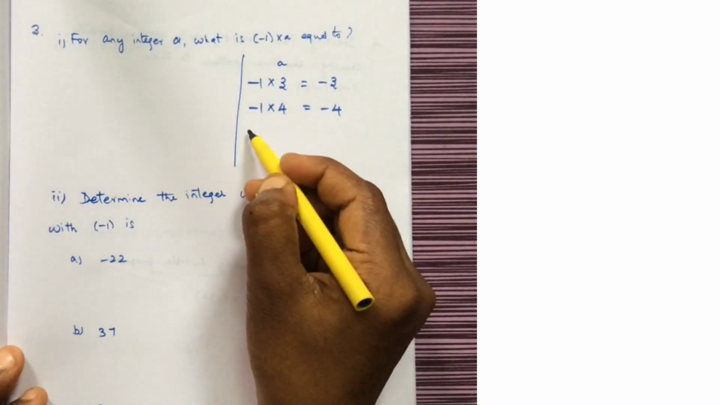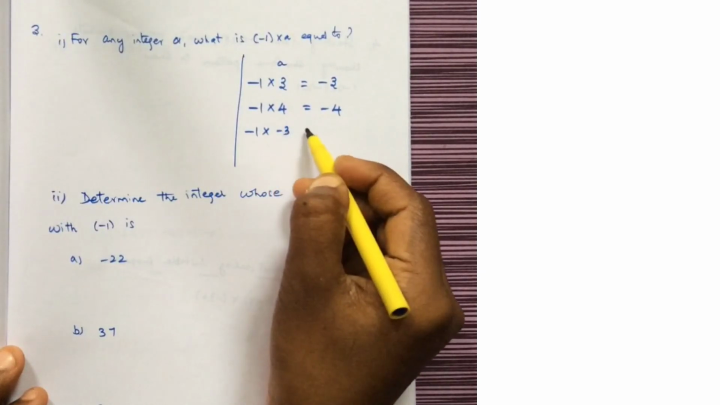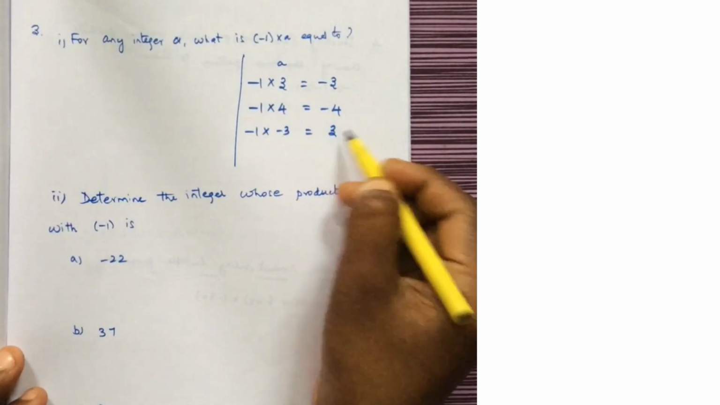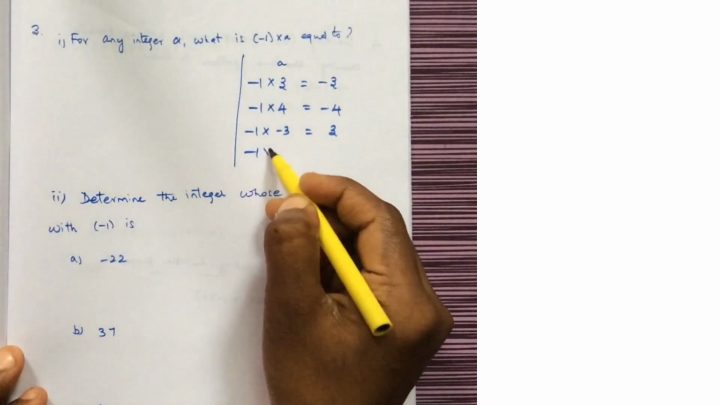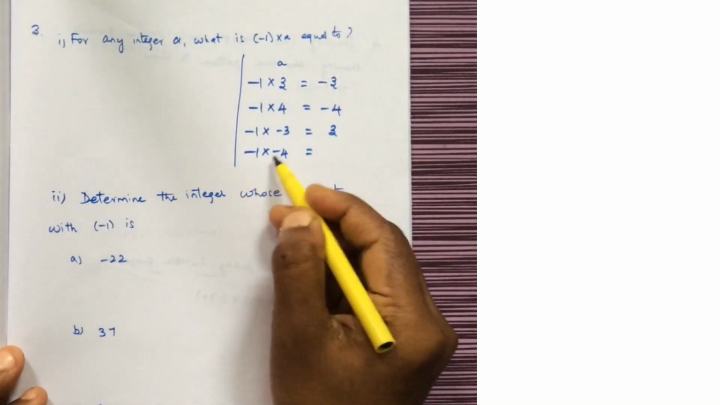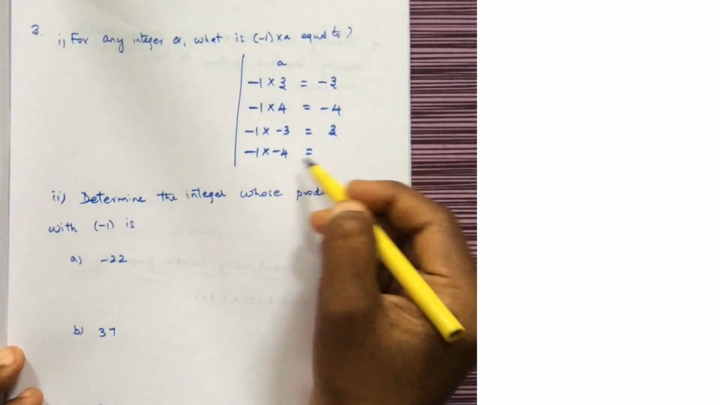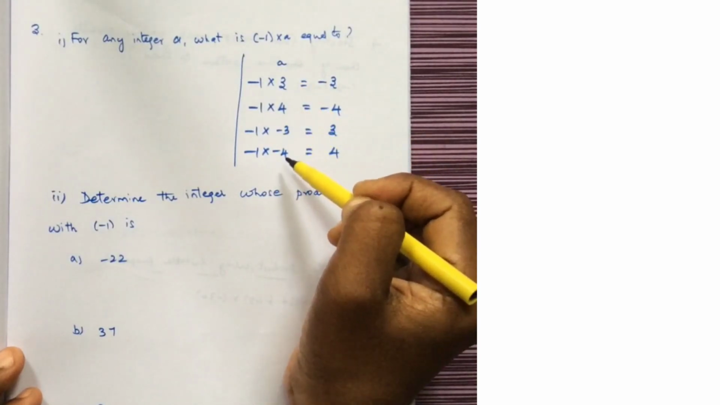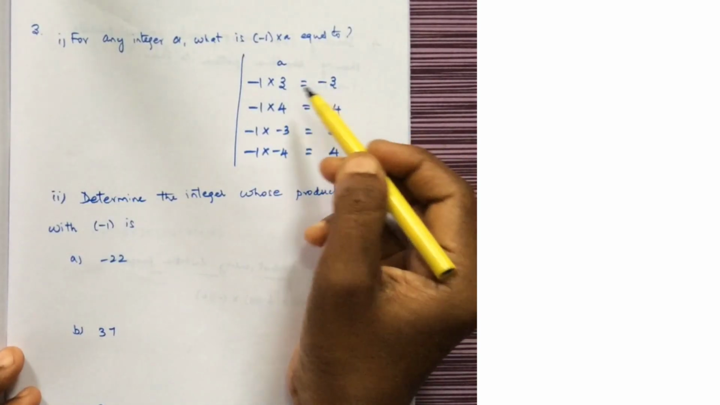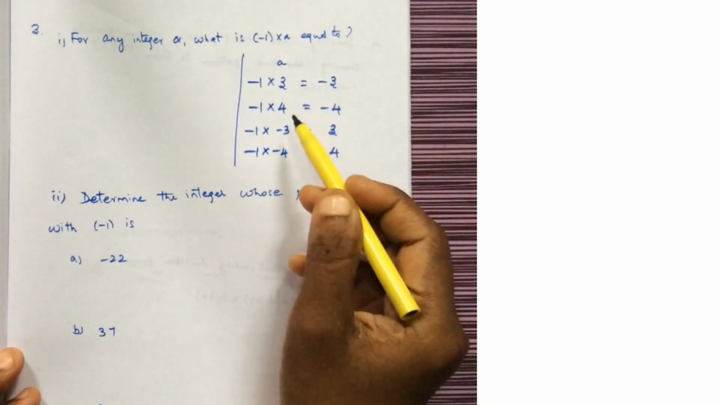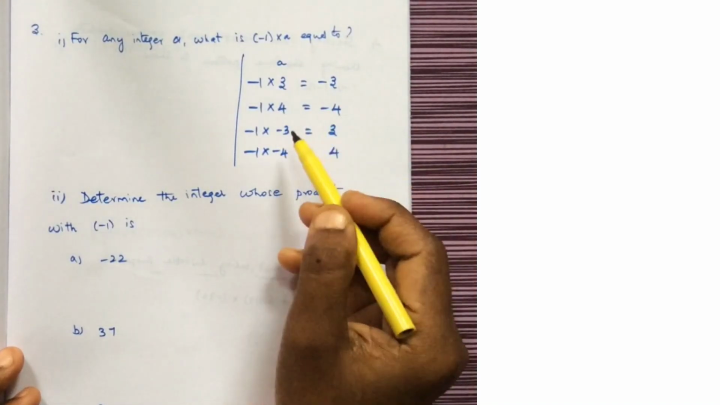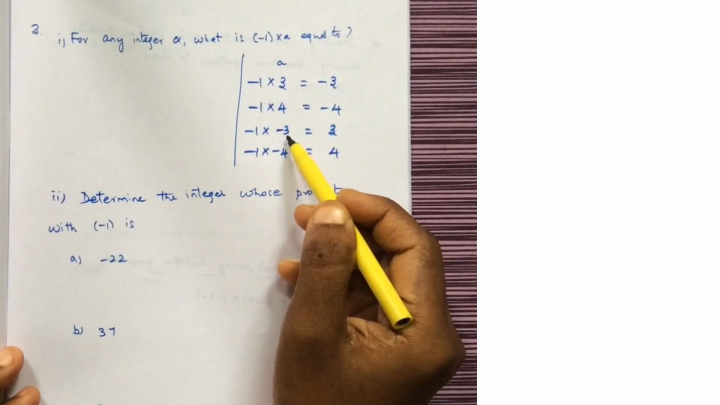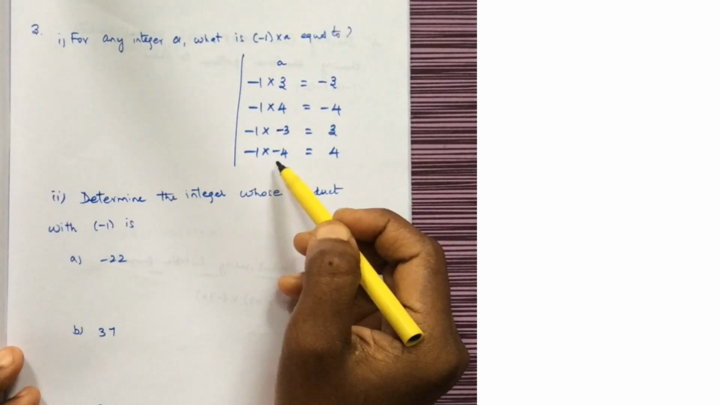The same thing, what is minus 1 multiplied by minus 3? Here minus into minus becomes plus, the answer is 3. Minus 1 multiplied by minus 4, minus into minus plus, the answer is 4 ones are 4. So what we can see here, whatever the integer is, you get its negative. If it is 3, it is minus 3. If it is 4, it is minus 4. Here it is minus 3, it becomes positive, that is minus of minus 3 is plus 3. Minus of minus 4 is plus 4.